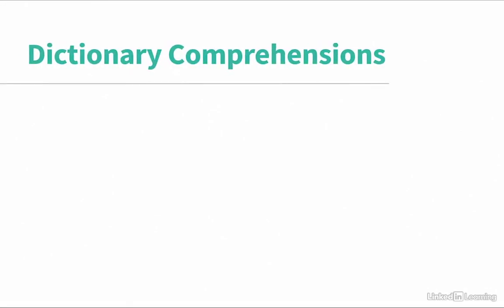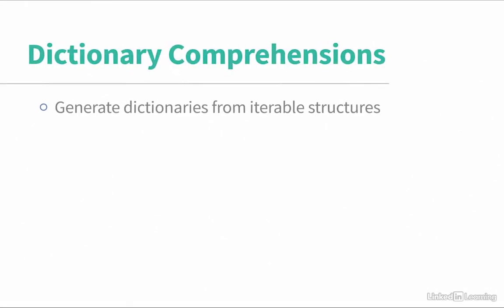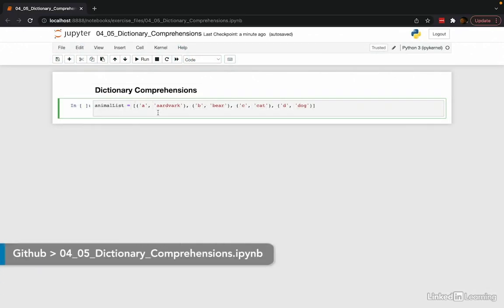Dictionary comprehensions are used to generate dictionaries from iterable structures. Just like list comprehensions create a new list, a dictionary comprehension creates a new dictionary. I'll show you a basic example.